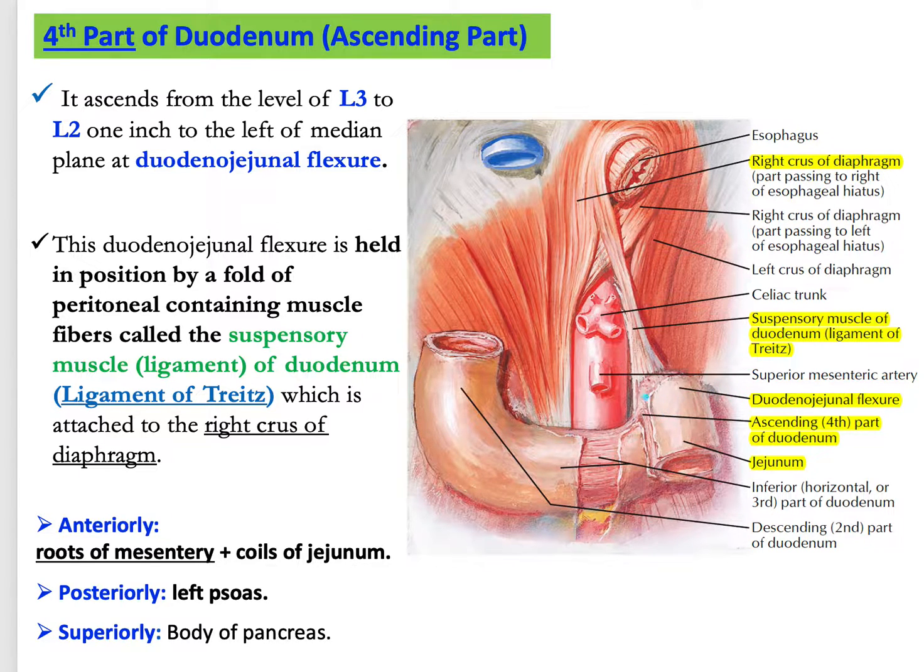So, the last part, which is a really interesting curved part, is the fourth part of the duodenum. This is the fourth part, guys, which starts at the level of L3, then ascends to L2, because this is L2, this is L3. Yes, and there is an angle here. It makes an angle here, which is important. This is the duodenojejunal flexure. Okay, I'm not going to say too much about that.